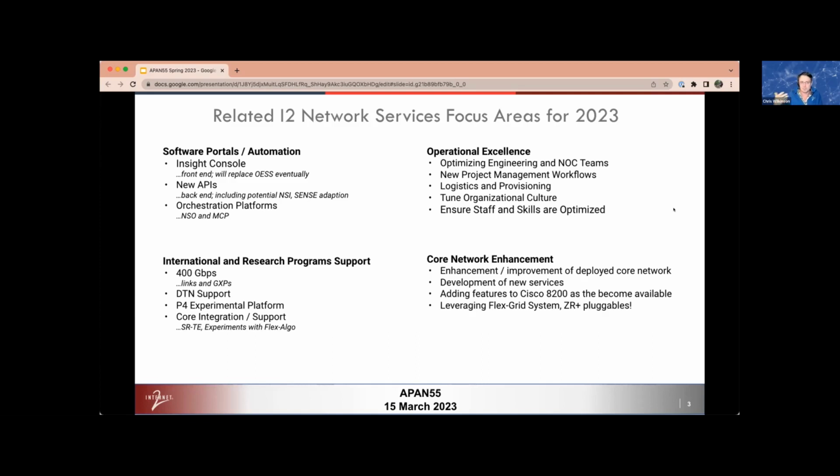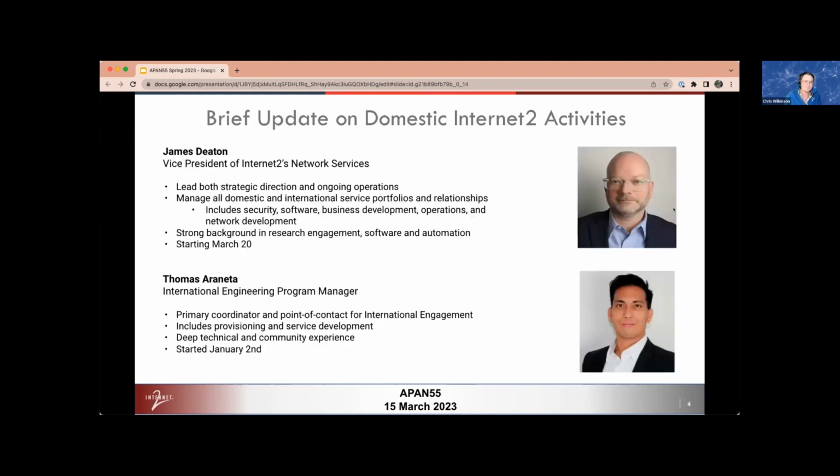Of course, a platform is great, but it needs to be operationally excellent. So we need to optimize our teams, and have our logistics and our PMO, project management workflows going. And that all contributes to the success of the overall platform. And of course, there's our core network, continually enhanced, continually developed, and as new features come online, integrated into the platform itself.